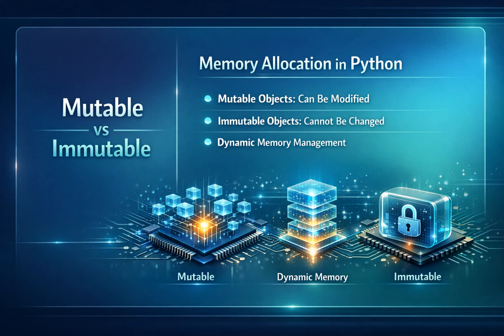One of the most important concepts in Python is the distinction between mutable and immutable data types. Mutable types can be modified after creation, while immutable types cannot. Understanding this affects how Python manages memory and how data is shared between variables.